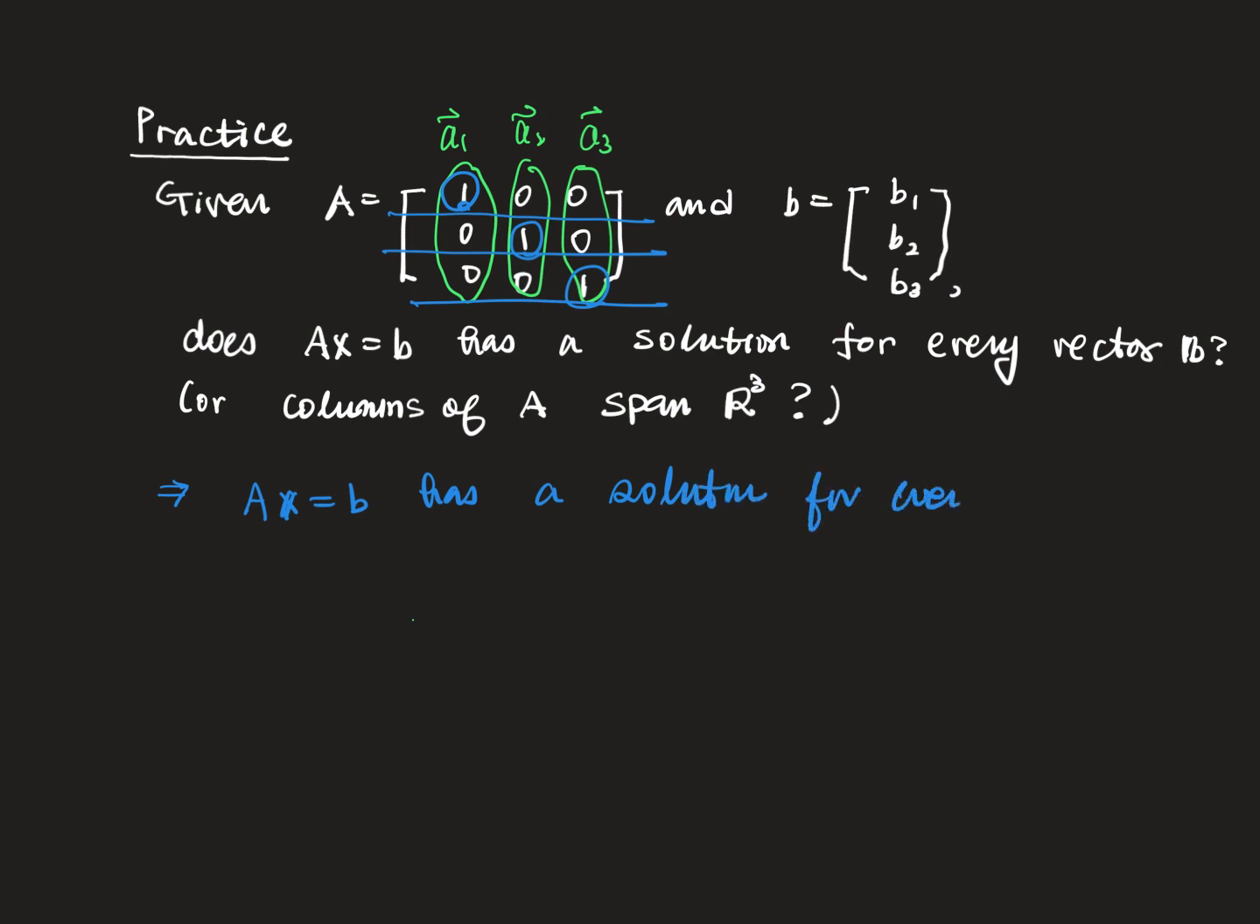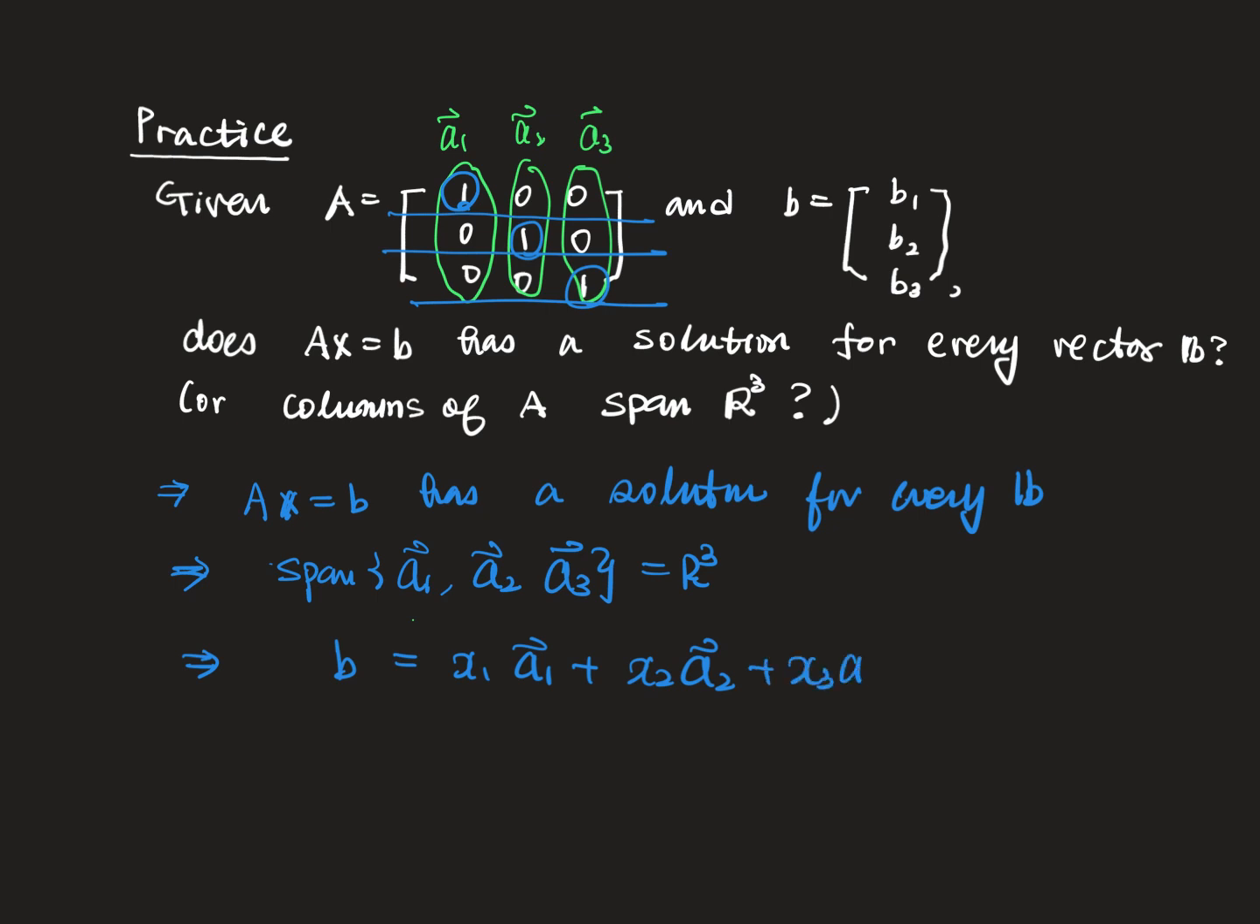for every B vector. And another same thing is the span of the A1 vector, A2 vector, A3 vector is R3. Another one says the B vector is a linear combination of the columns of the A matrix. All three statements are the same.